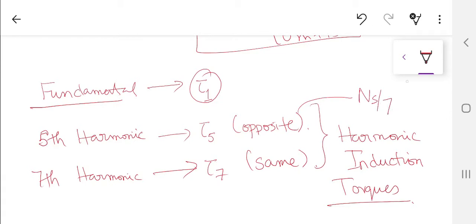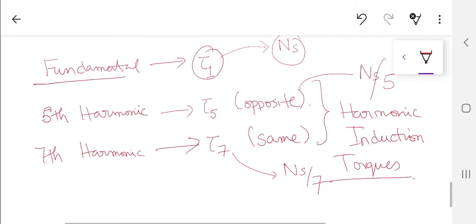Sorry, for the fifth one this is actually going to be ns by 5, and for the seventh harmonic this is going to be produced near ns by 7. Now what I mean by produced near it: if you remember your fundamental, the main induction machine before these harmonics were introduced, this torque was produced near the speed ns, not exactly at ns but a little bit behind.